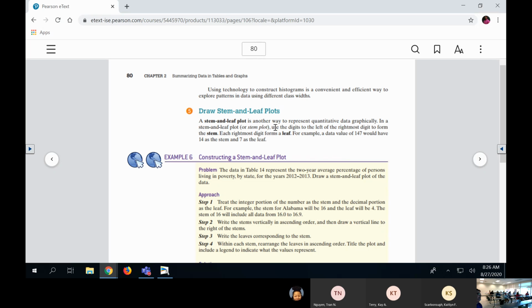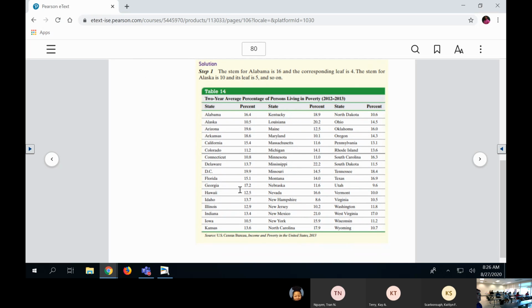Stem and leaf plot. Write stem and leaf and then draw. There's the data. I'm not going to make you write all that down, but they're taking all this data and putting it in stem and leaf. What you do with a stem and leaf is you find your lowest value and your highest value. Now your lowest value, I think it's going to be that 9.6 or that 8.6, New Hampshire. That's your lowest value. And your highest value, I don't know, where is it?